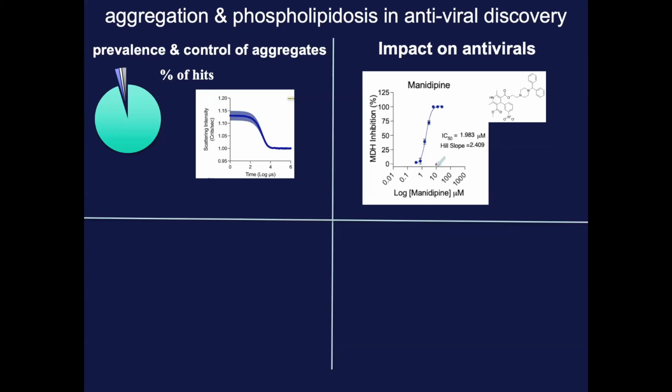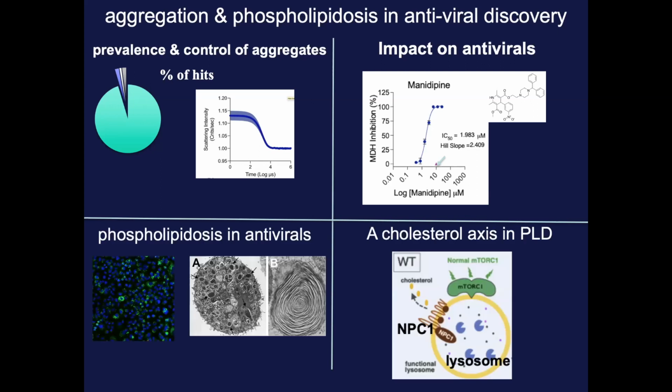The first is colloidal aggregates, colloidal aggregation as a confound in early drug discovery. And I'll talk about its prevalence and how you can control for it. And then I'll talk about how it's impacted antiviral discovery for SARS-2. And in the second part of the talk, if I get to it, I'll talk about a second confound that's particularly prominent for antivirals and I think has had its greatest impact on repurposing, and that's phospholipidosis. We think it actually impacts a lot of areas of drug discovery, but most of our data is in antivirals.